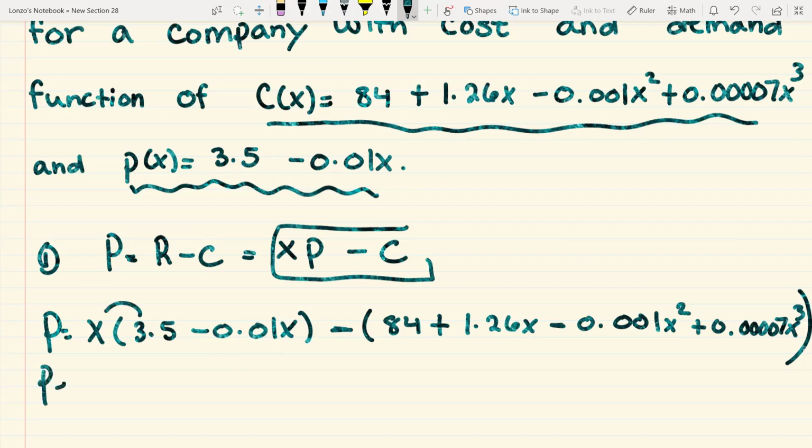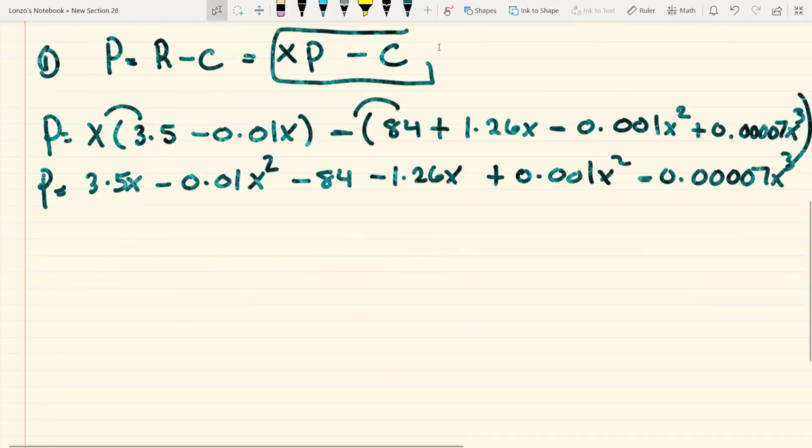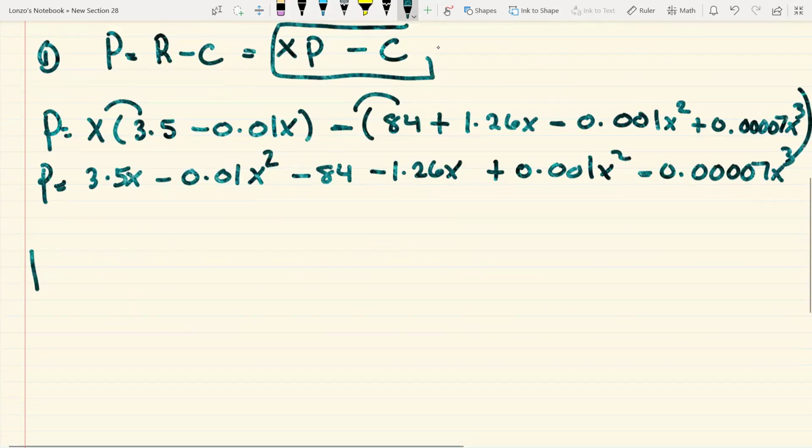So this is going to be 3.5x minus 0.01 x squared. And then go and FOIL this minus out. So this is negative 84. This is minus 1.26x plus 0.001x squared minus 0.1234. Okay. And then if you clean up and collect like terms, you're going to get P equals this.